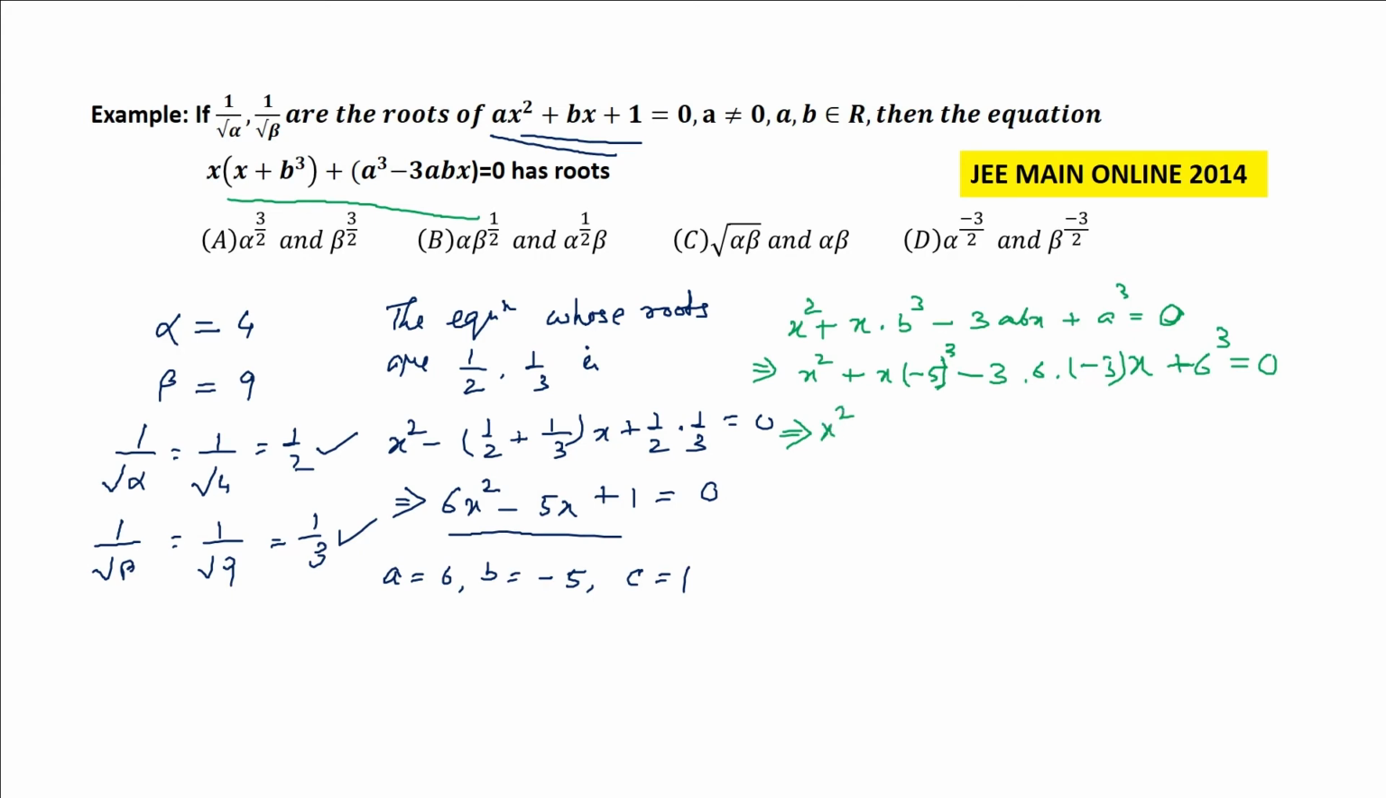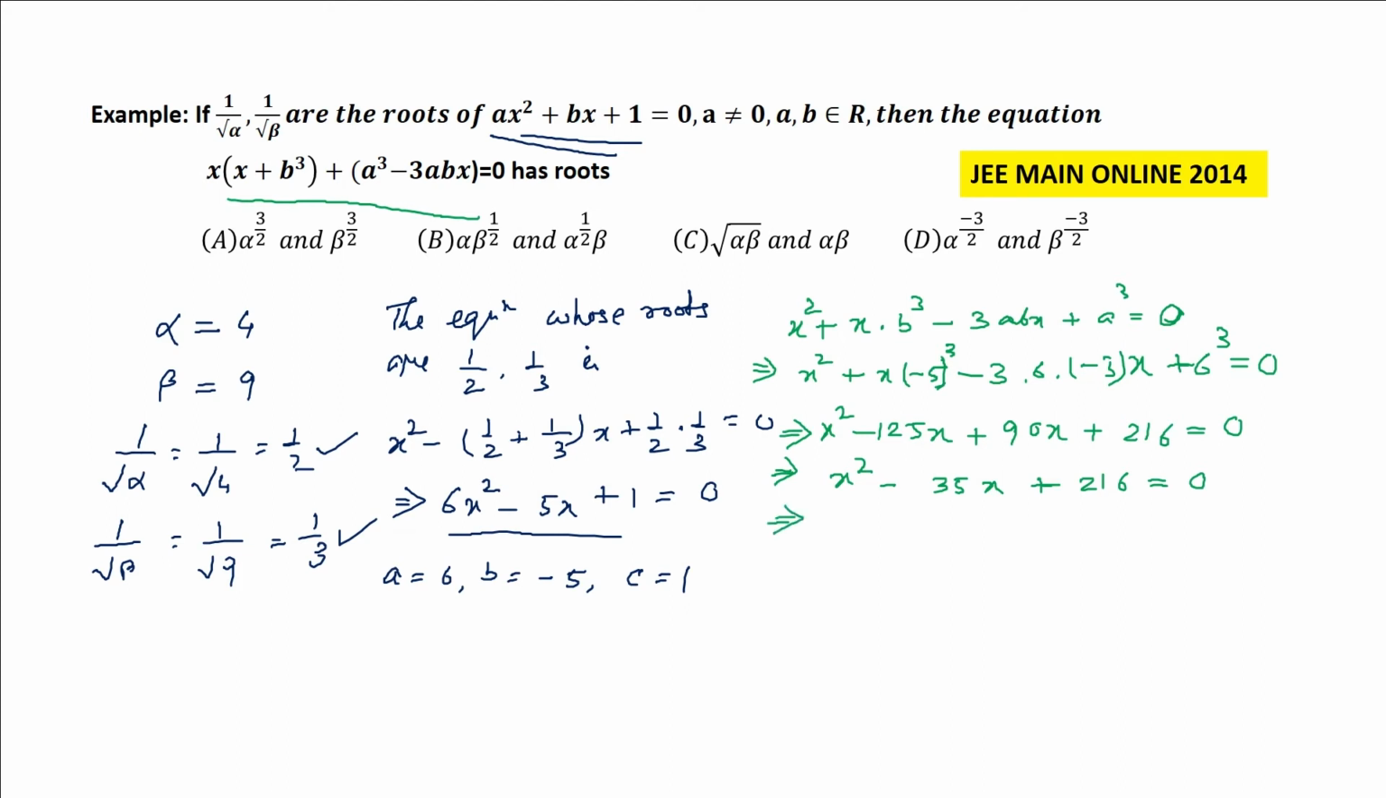x square minus 125x plus 90x plus 216 equal to 0, implies that x square minus 35x plus 216 equal to 0.